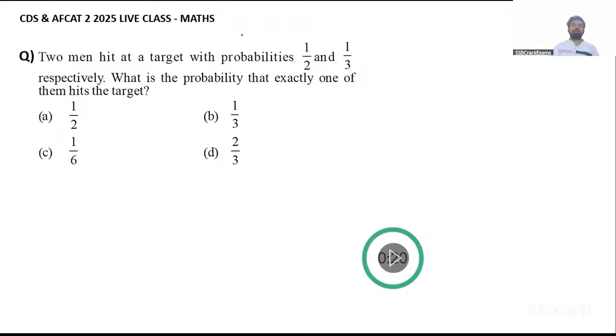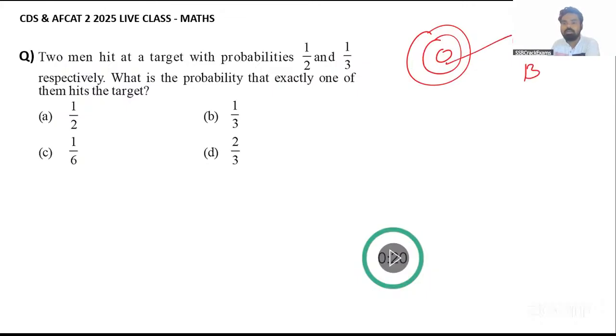Two men hit a target with probability 1 upon 2 and 1 upon 3. What is the probability that exactly one of them hits the target? Suppose this is the target that is being hit by persons A and B. If A will hit the target, its probability will be 1 upon 2. If B will hit the target, its probability is 1 upon 3.